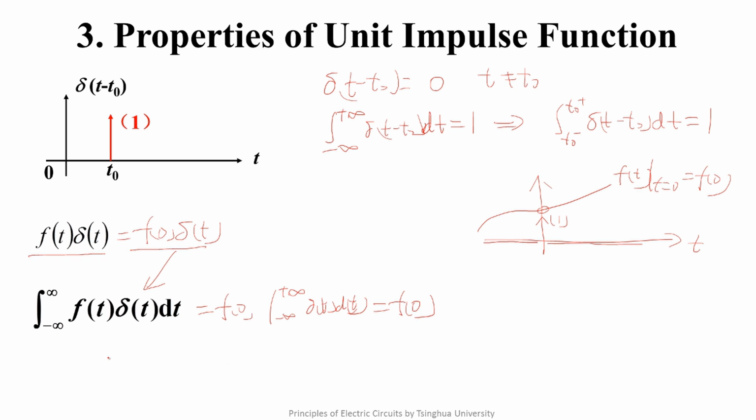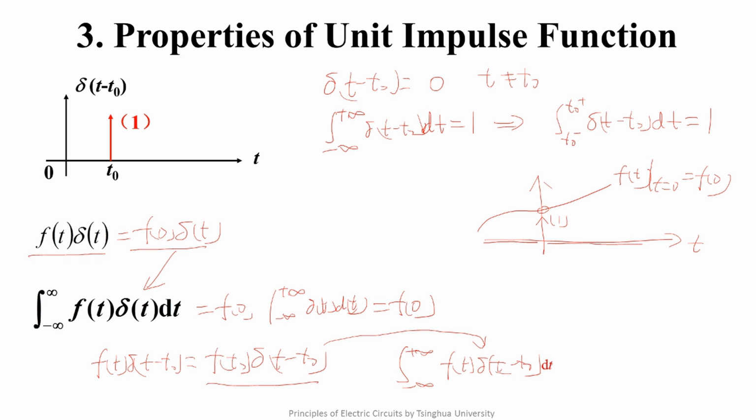The discussion above is on delta(t). With the shift property of the unit impulse function, we can also get that f(t) times delta(t minus t0) equals f(t0) times delta(t minus t0). Similarly, by substituting this conclusion into the integral of f(t) times delta(t minus t0) from negative infinity to positive infinity, we know it equals f(t0).